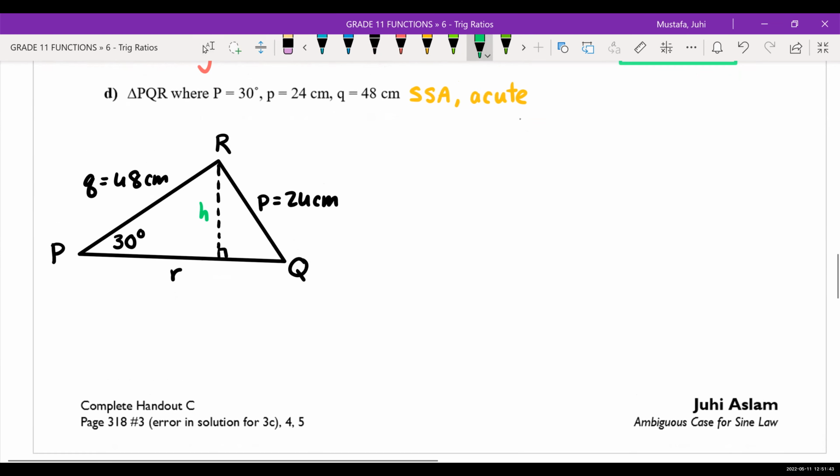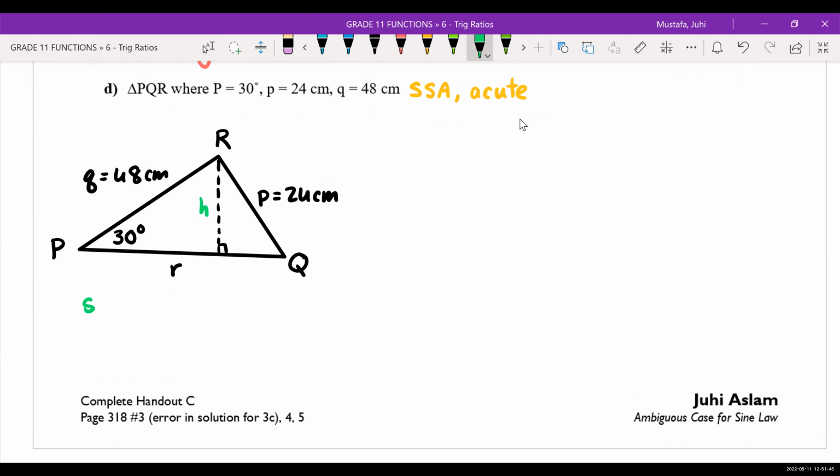Okay, so to calculate H, we're just going to go sine of 30 is going to be equal to H over 48. And so H is going to be sine 30 times 48, which is going to give me 24 centimeters. So I'm just going to write that here.